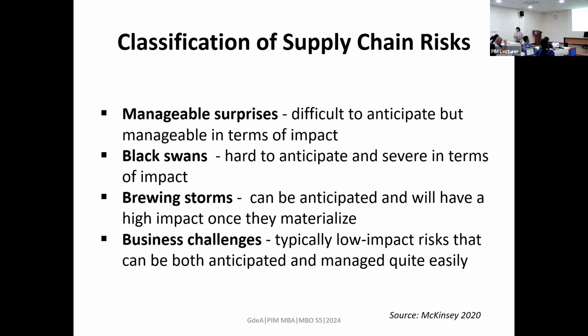It happened. Huge long queues, like for days and days. Even now they are having issues. The envisaged benefit from Brexit didn't happen. Right? So that's why they're talking about it. And then business challenges, we know, are typically low risk that can be anticipated and also managed quite easily.